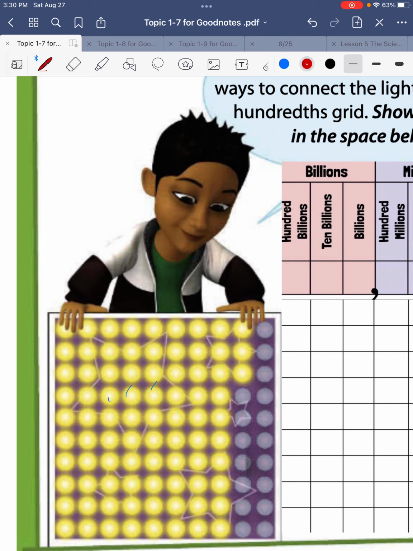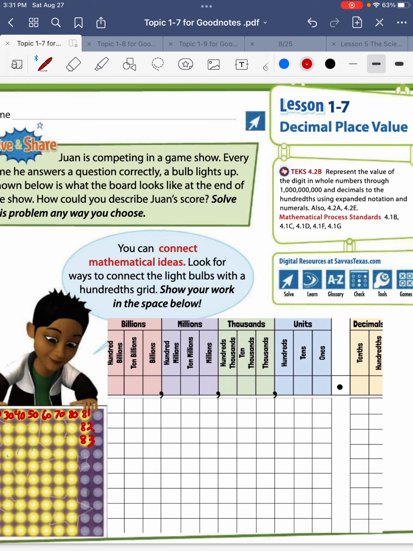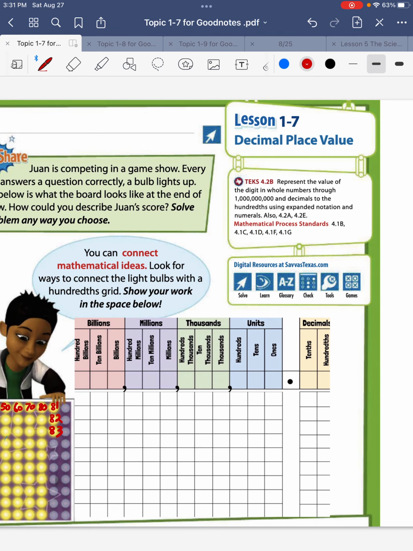So I can count this by 10. I can say 10, 20, 30, 40, 50, 60, 70, 80, and then I have these 3 left, so 81, 82, 83. So I know there's 83 in there. He scored 83. But now I need to put that in the place value chart.